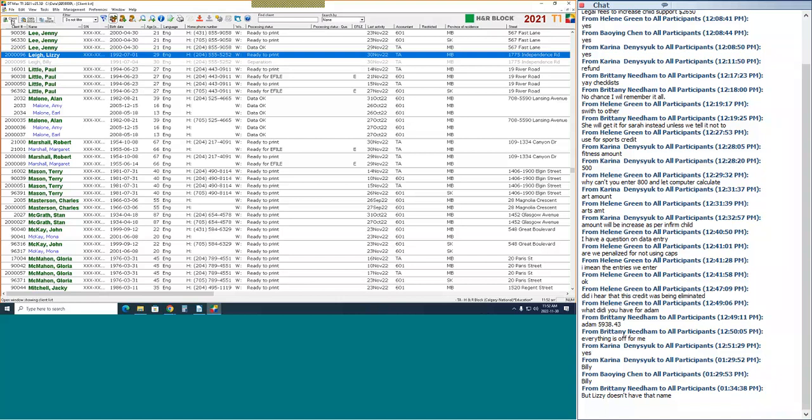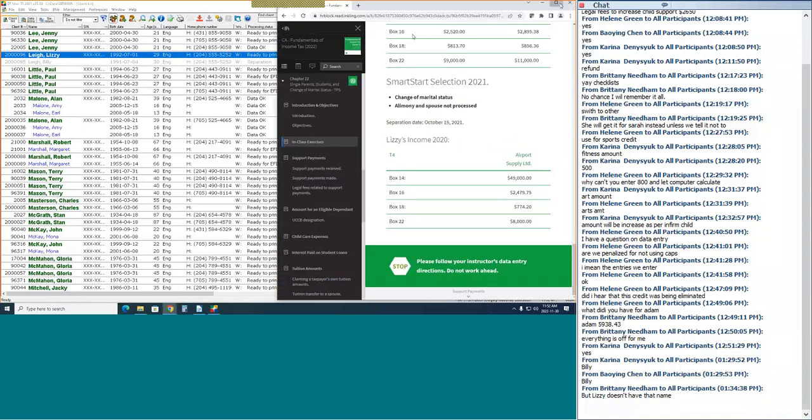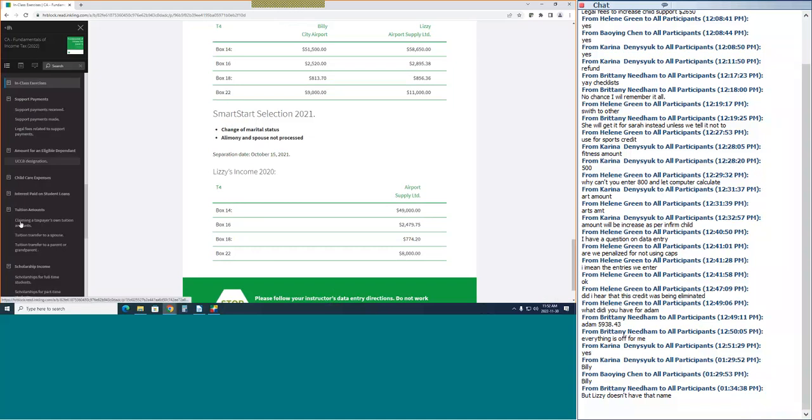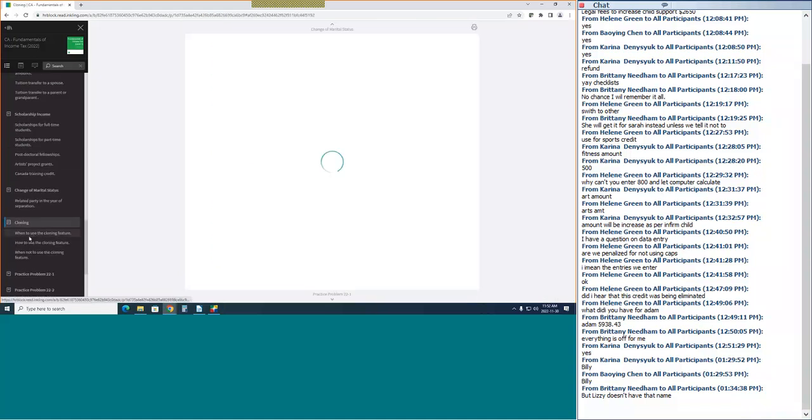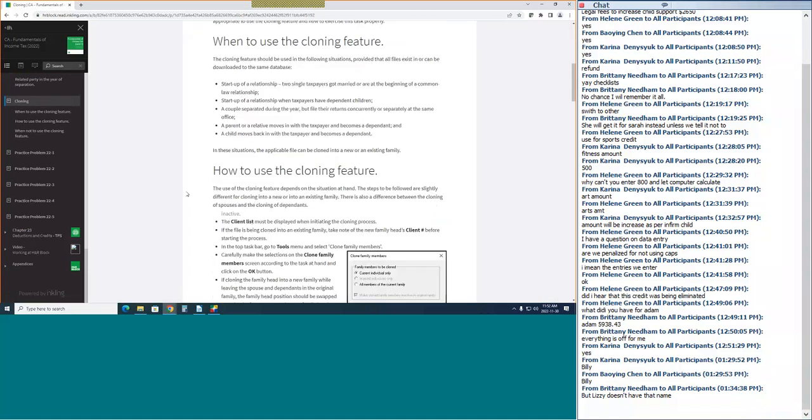I'm going to suggest very, very strongly, if you're ever having to do cloning, that you refer to your textbook for two reasons. The first thing I want you to do in your textbook, I'm going to go in here and open the section on cloning. When to use cloning. Specifically, you will only use cloning in the situation where you have two single taxpayers who already exist in your computer who are now going to be joined. I'm going to teach you how to do that briefly.